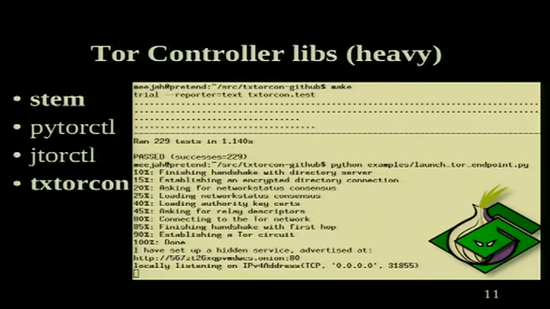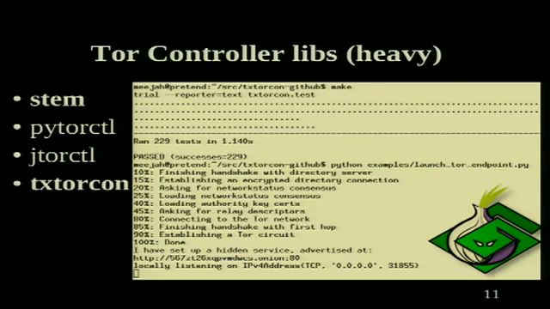Okay, and there are a bunch of other controller libraries that these tools use underneath. So Stem and PyTor Control are Python-based libraries that you can use in your application to be able to talk to Tor. You can say, please let me know how much bandwidth you're using. Please build circuits like this instead. Please set up a hidden service. Please reconfigure your Tor.